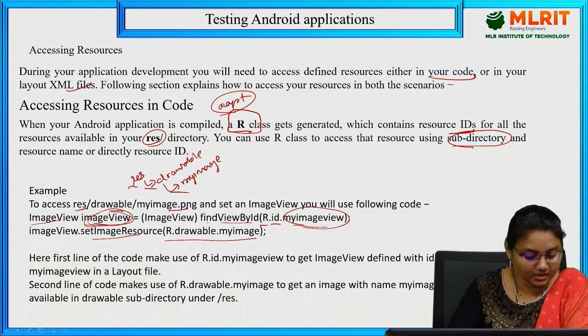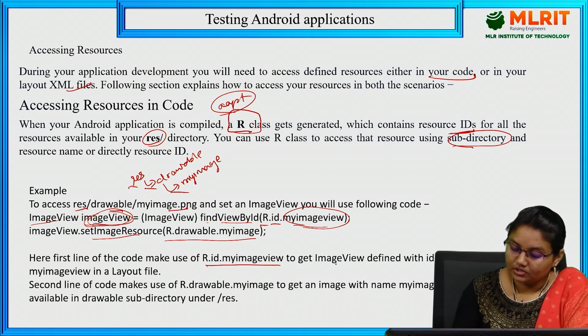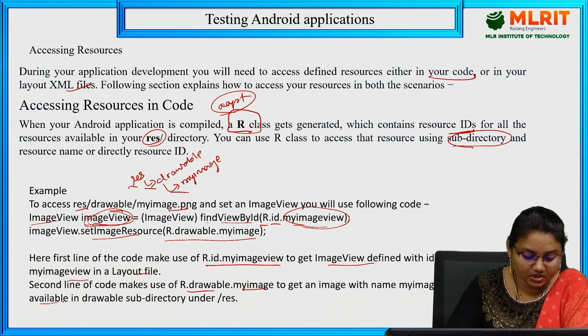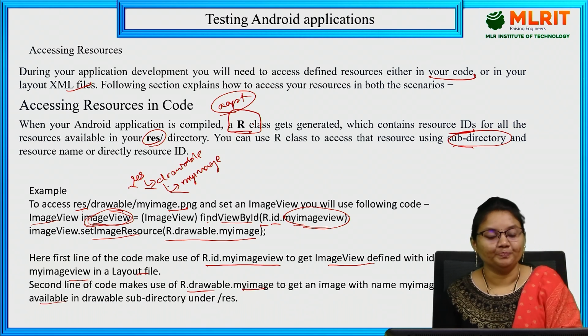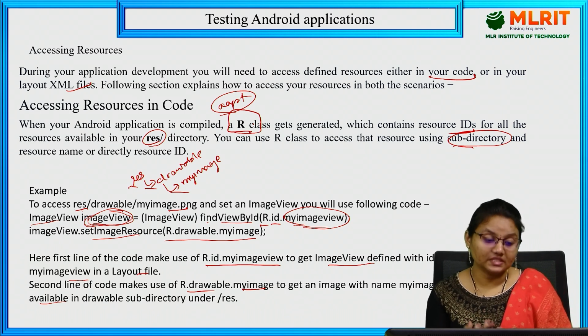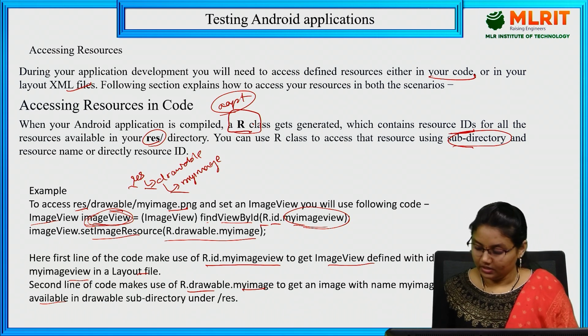Okay, one example. Now, here the first line of code makes use of R dot id dot my image view, defined with an id in the layout. The second line makes use of R dot drawable dot my image to get the image with the name my image available in the drawable subdirectory. So this is the code that we have used, accessing resources in code.